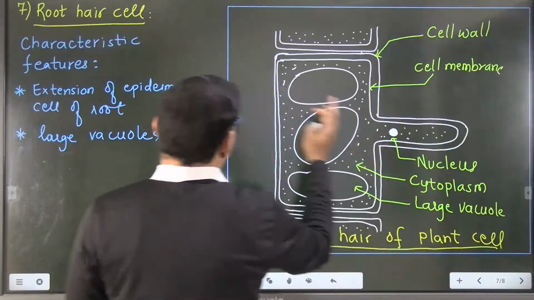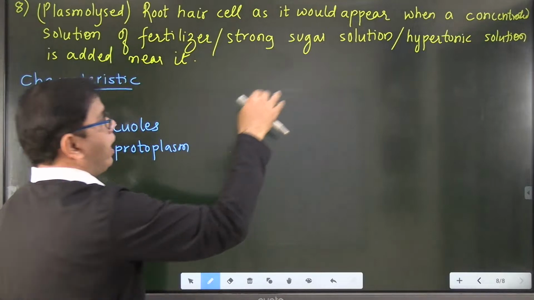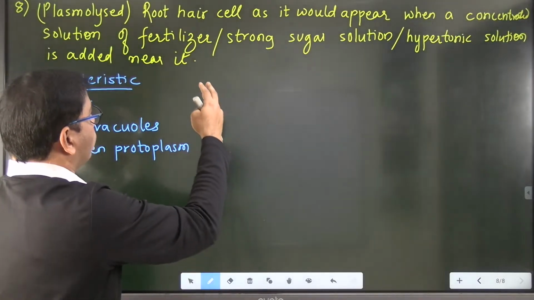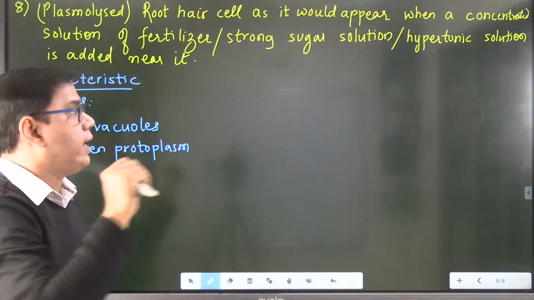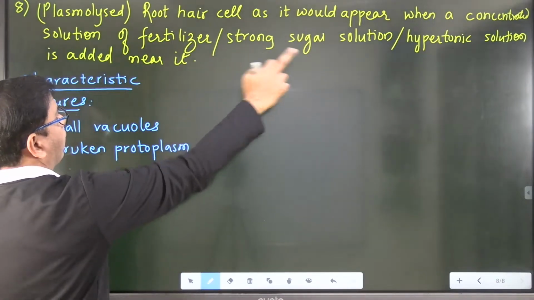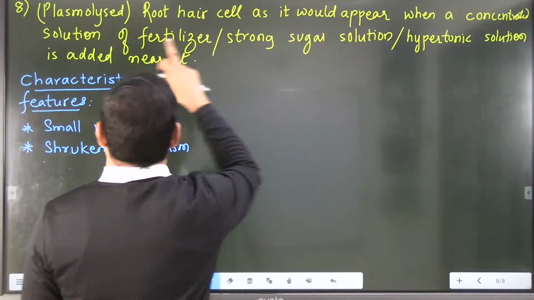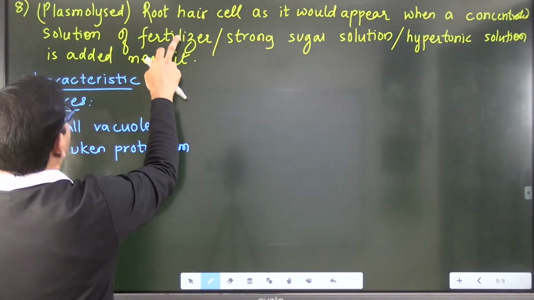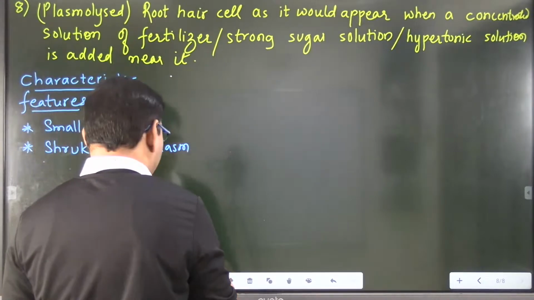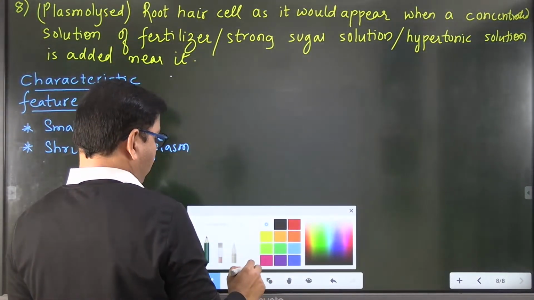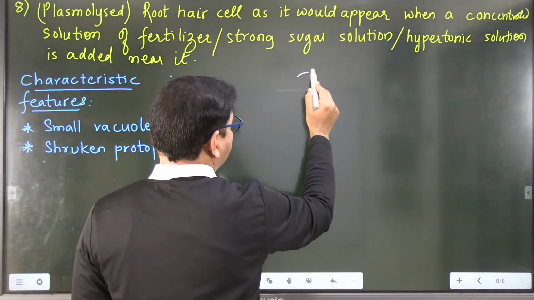Okay, this is very important. Don't get confused between these diagrams. This is a root hair, and this is the root hair when placed in a sugar solution or strong hypertonic solution or in a fertilizer. Last time in the exam, the word fertilizer was used, not the other two. Last time the question was: root hair cell as it would appear when a concentrated solution of fertilizer is added near it. Okay, draw this carefully. The diagram outline will be the same. Plant cell. Okay, we will start with a cell wall.